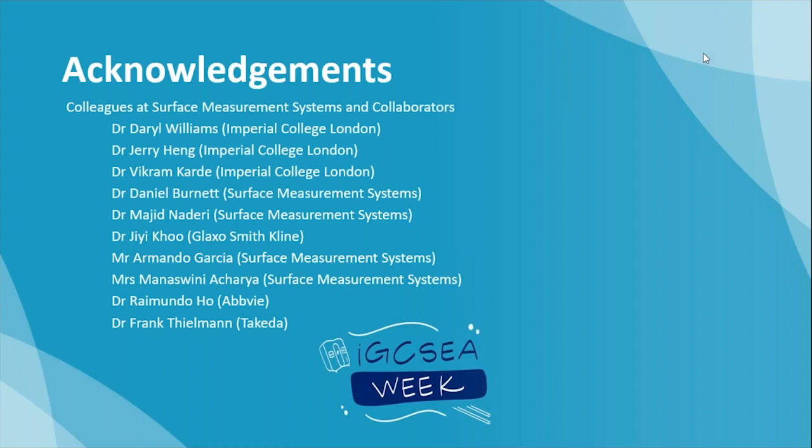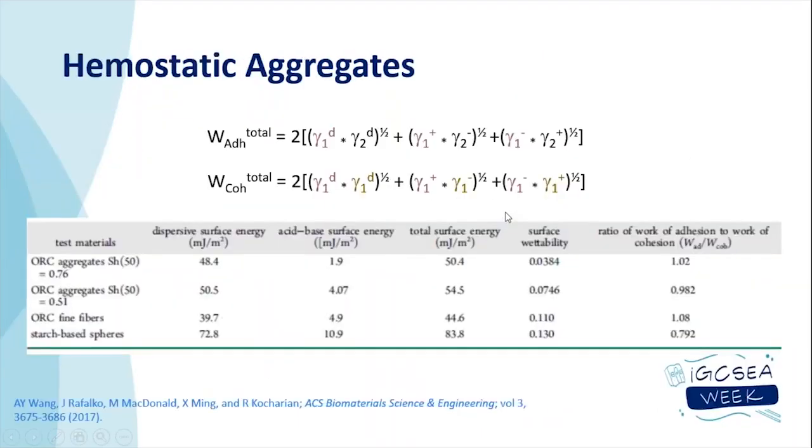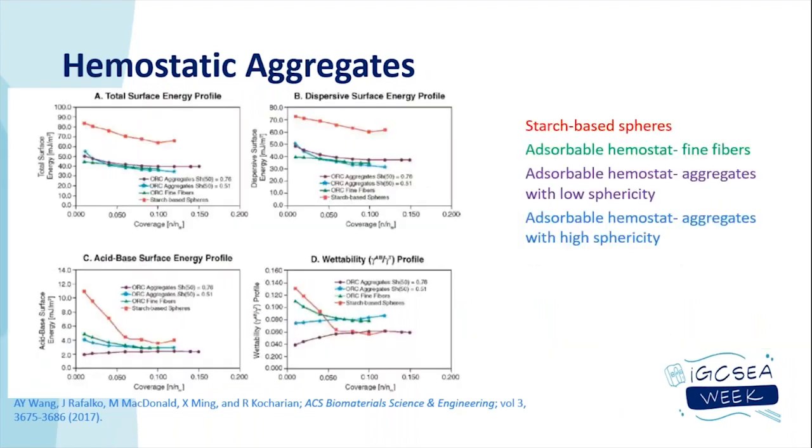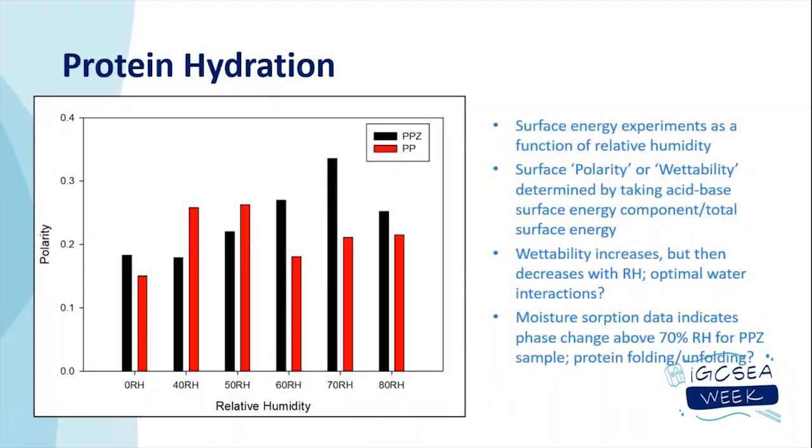Sure. This is a function of the software, and it's really just a mathematical way to look at the surface energy in a different way. The way we approach it is it takes the gamma AB divided by gamma total.